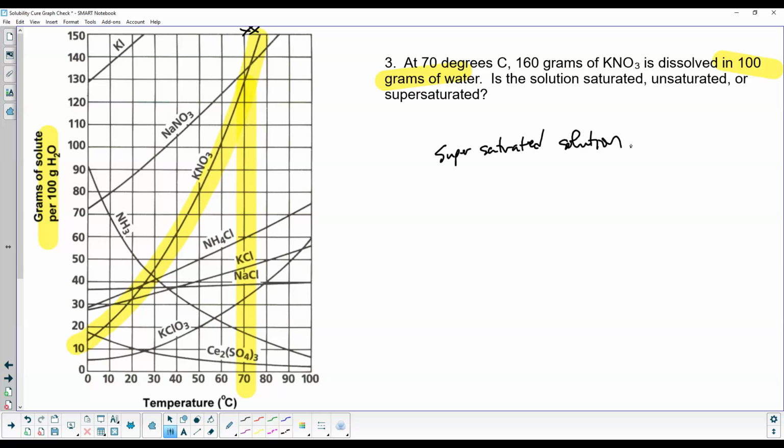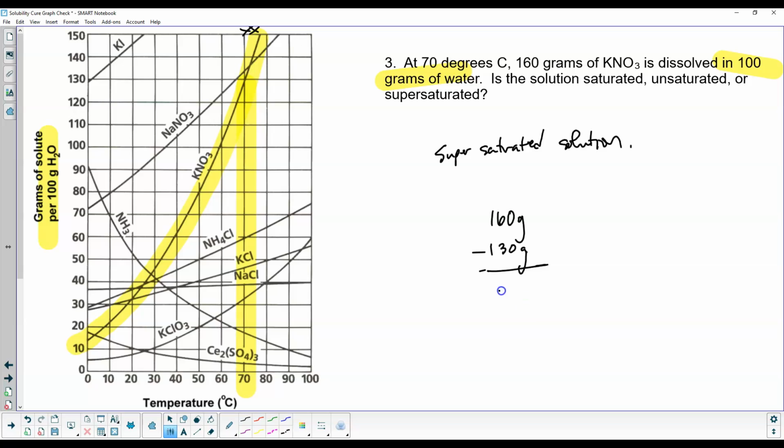And now let's say I bumped the solution, or I stir it, or I drop a little seed crystal in there. What's going to happen? Well, if it has 160 grams, but it's only supposed to be able to hold 130, you'd have about 30 grams of this stuff precipitating out. It didn't ask that in this question, but I could ask you that.